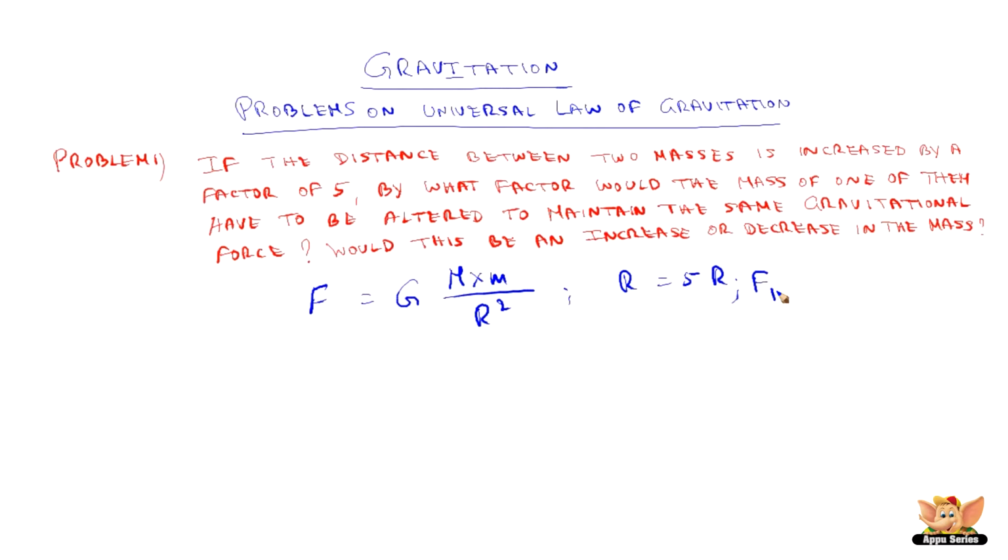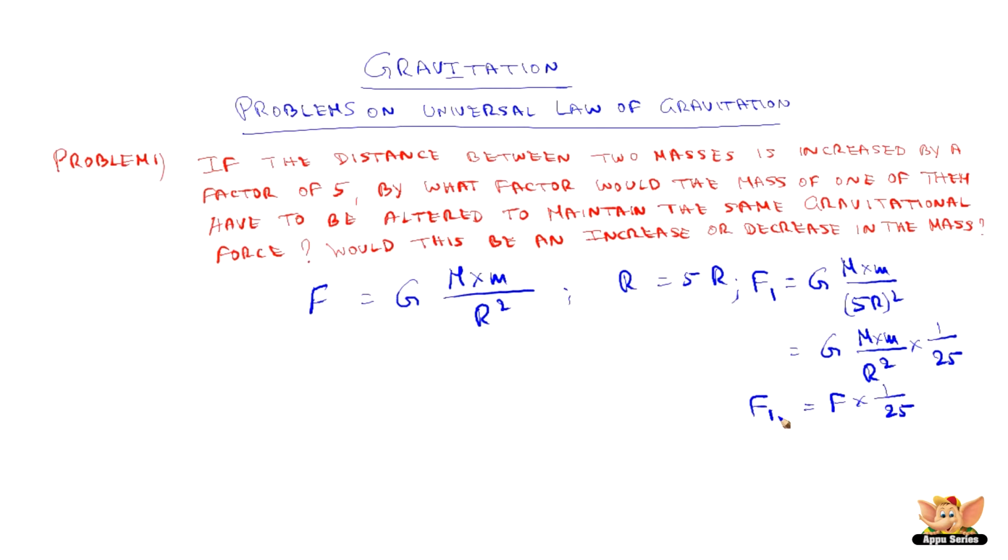Then the force becomes, let's say that is F1. It becomes G m into m by (5r) whole square. That means G m into m by r square, taking away r square, then you will have 1 by 25. So this is nothing but the force F into 1 by 25. Now this is what the new force is going to be.